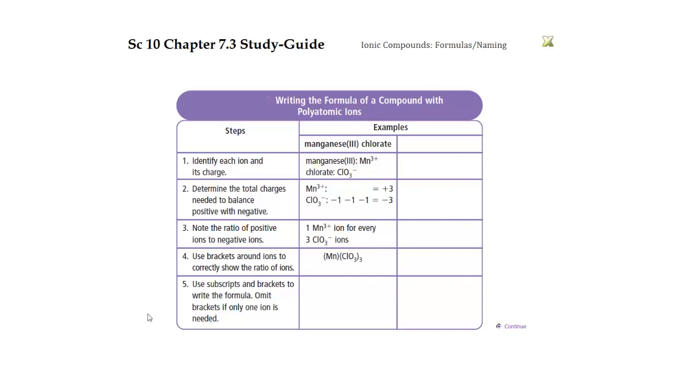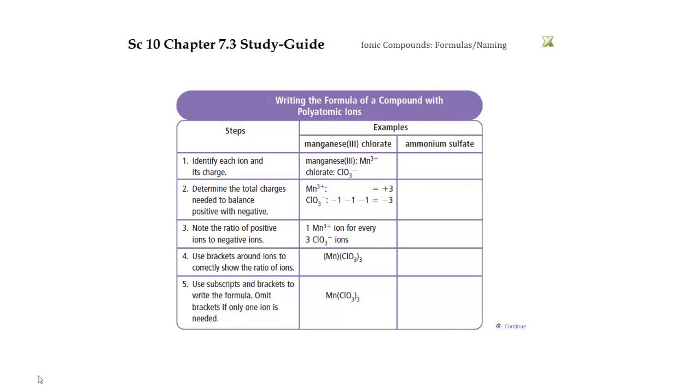Use brackets around the ions to correctly show the ratio. Most of us don't actually do this step because you're just going to have to get rid of those brackets in the end anyway. So use subscripts and brackets to write the formula. Omit the brackets if only 1 ion is needed. All that means is that manganese, there is only 1 ion here. No point in having it in brackets. Whereas chlorate, you have 3 ions, so you're going to have to put chlorate in brackets and have a little subscript 3 outside the brackets to say that you've got 3 of these polyatomic ions. So 3 times -1 is -3, which balances the +3 for manganese.